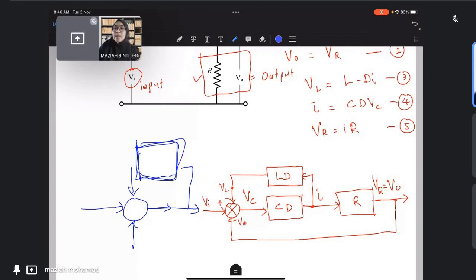All right. So let's have a break for about 5 minutes so I can prepare for the second part, which is the block diagram manipulation. All right. So let's continue after 5 minutes.